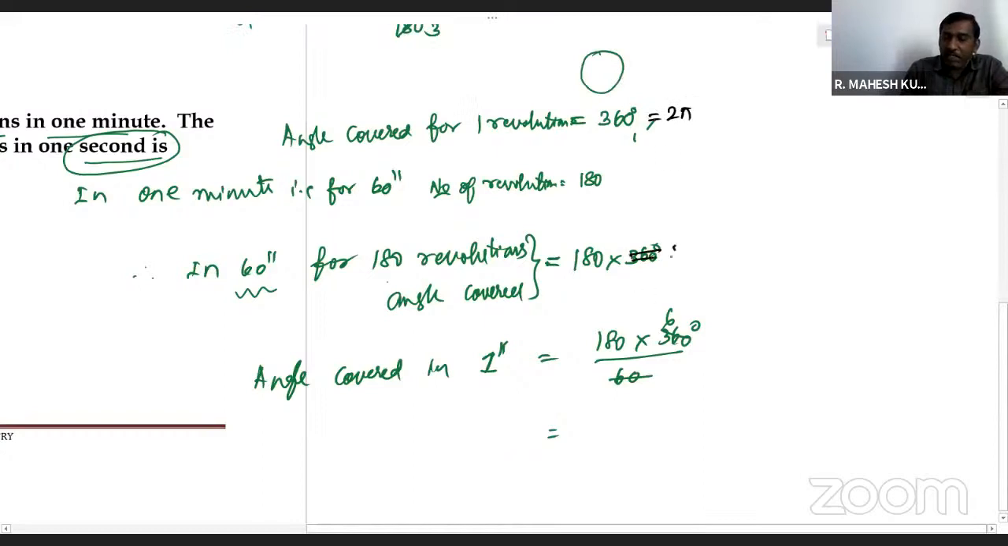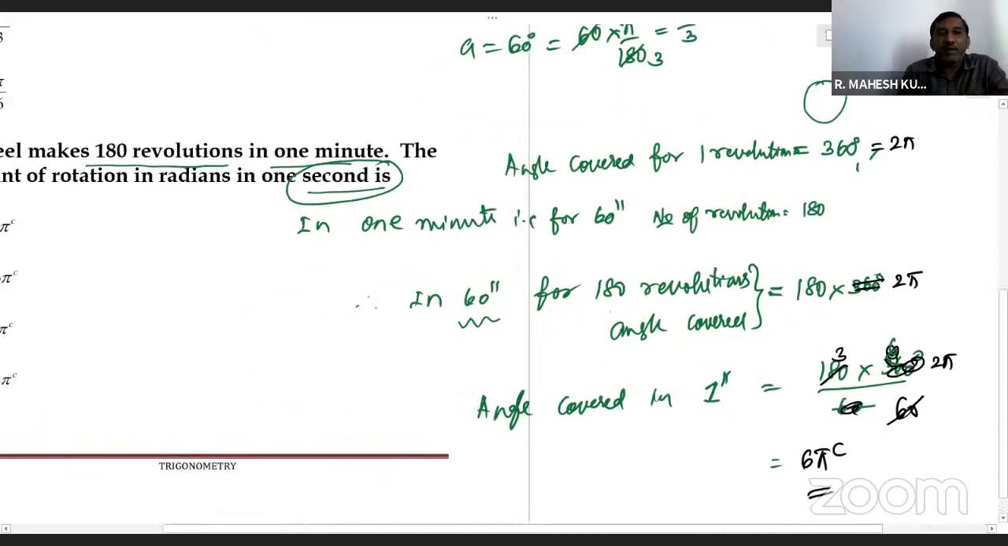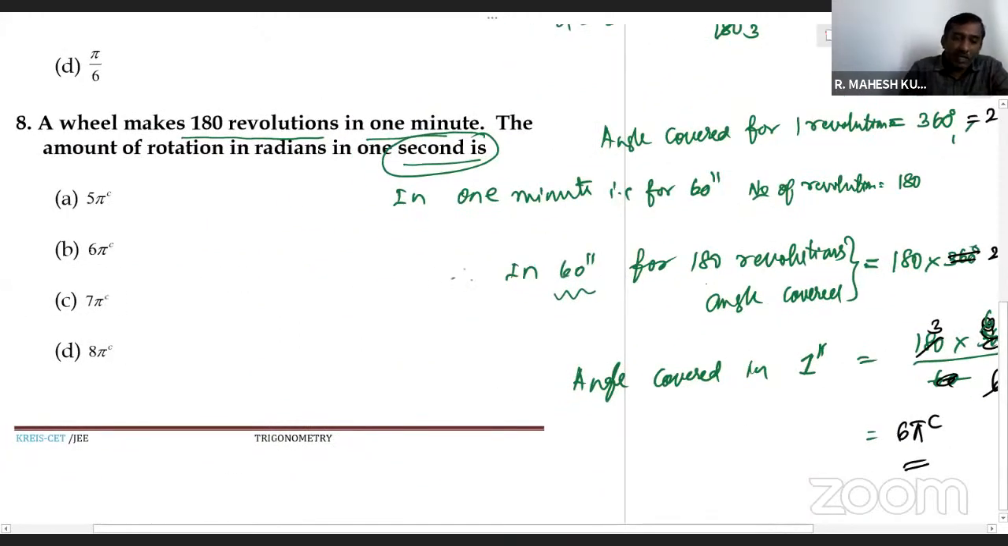So if you want, you can write 180 into 2 pi. 180 into 2 pi divided by 60 you can write. 60, 3 times it goes, correct? So 180, so 3 into 2 pi, it is going to be 6 pi radian angle covered. Check whether 6 pi is there in the answer here. So it is going to be option B is the right choice.